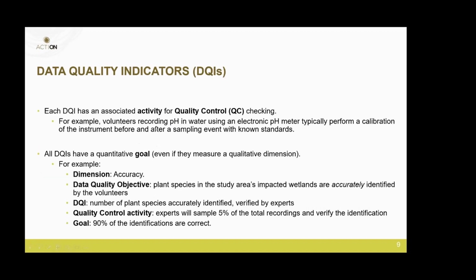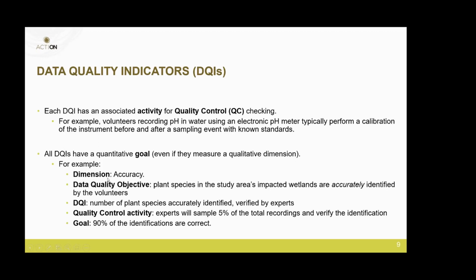But let's think deeper about this concept of indicators. I put here an example to be clearer. Each indicator needs to have an activity to check the value of the indicator. So for example, volunteers recording pH in water using an electronic pH meter typically perform a calibration of the instrument before and after a sampling event with known standards. This is a completely invented example, okay? So my data quality indicators have a quantitative goal. I need to set up a goal. And this is the example.